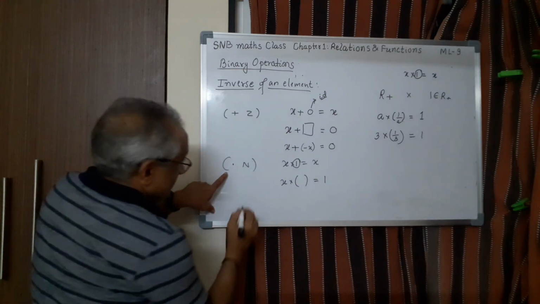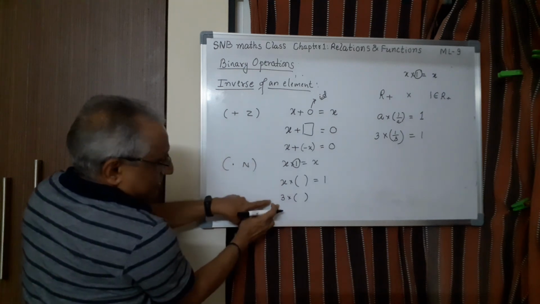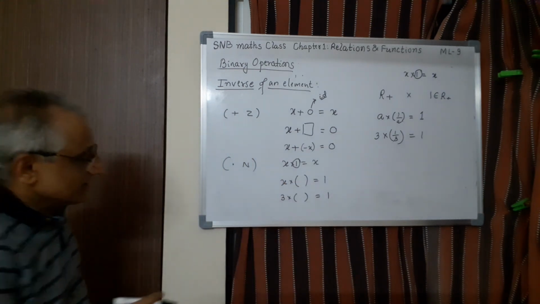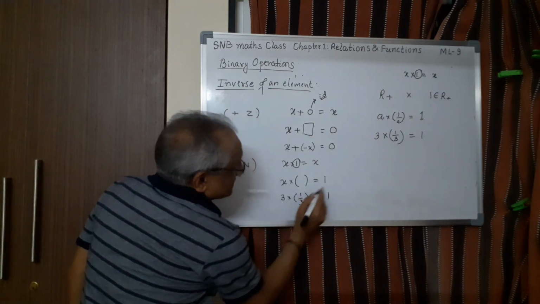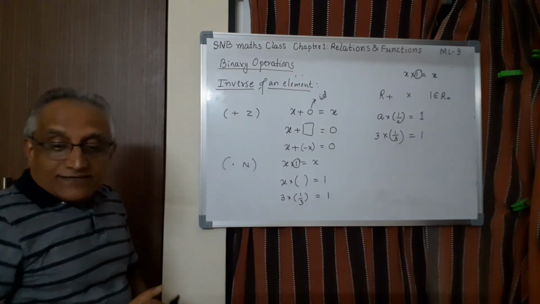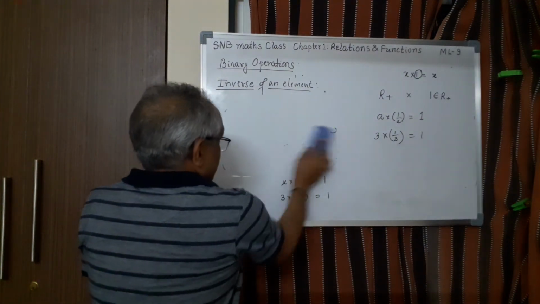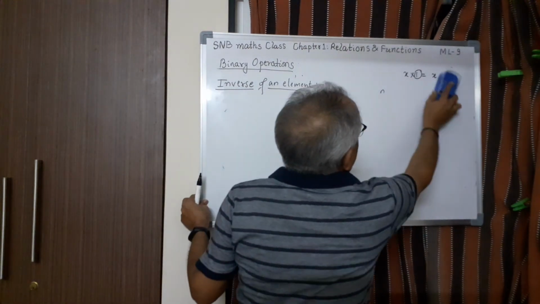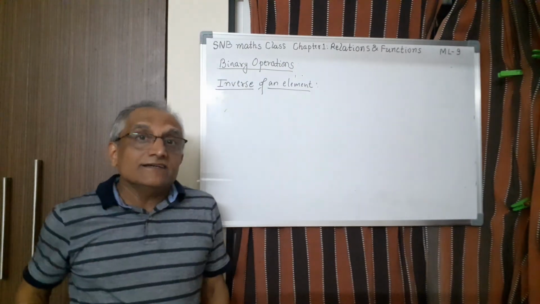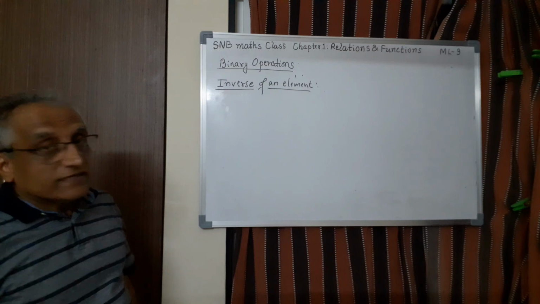What happens is, say for example you take 3 times something. Suppose there is an inverse for this one, you should get 1 under the multiplication. This should be 1 by 3, but 1 by 3 is not here. Therefore, given any set and operation, there need not be a condition that every element should have an inverse, or that every operation should have an identity, etc. So based on the question we have to decide. So this is the concept of inverse element.